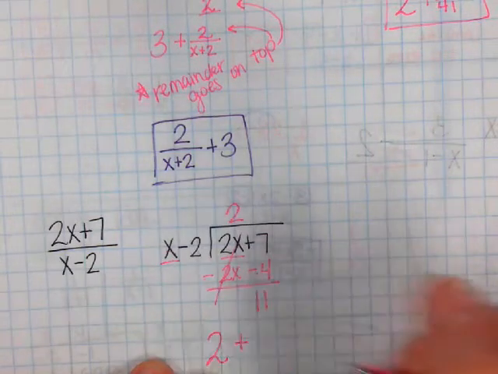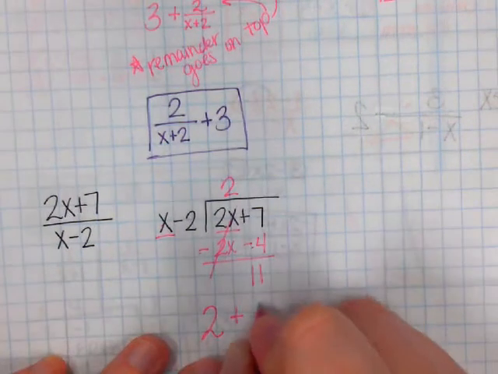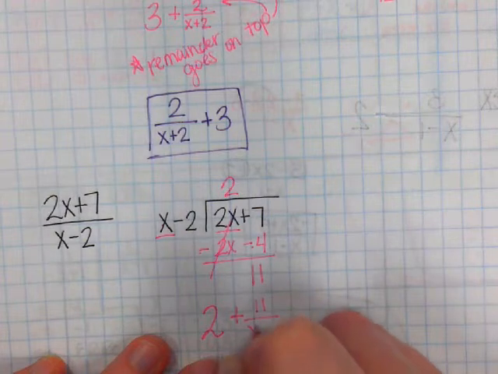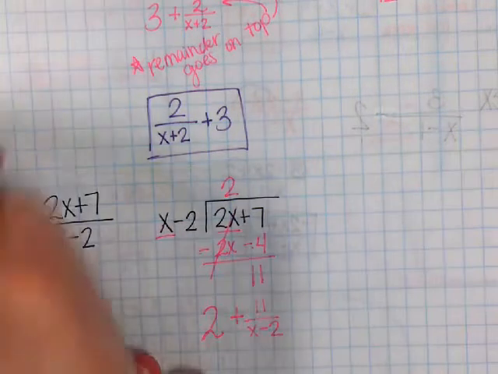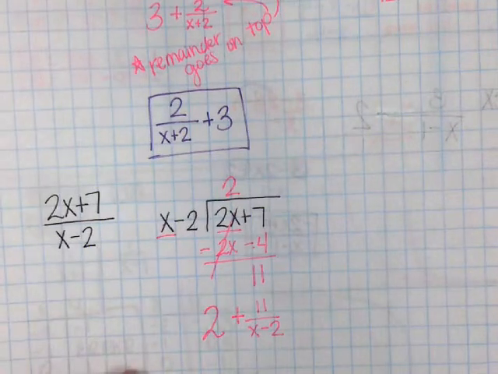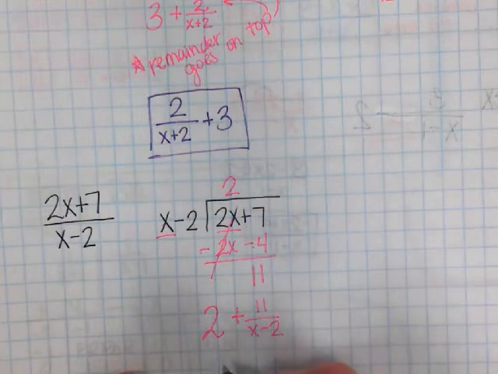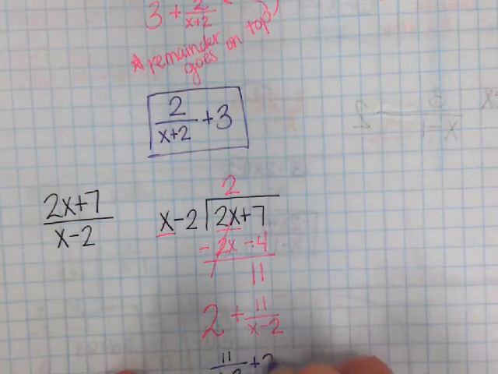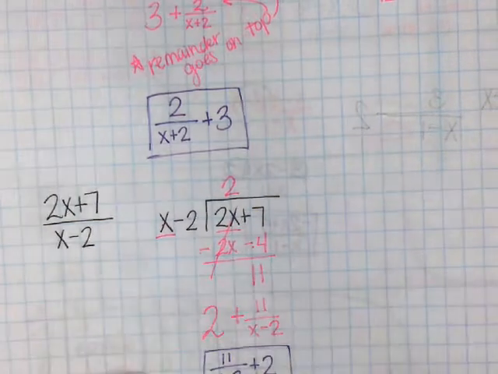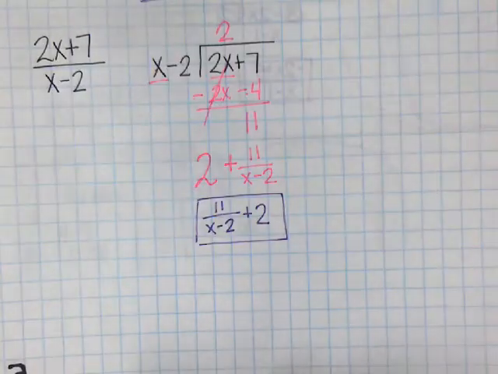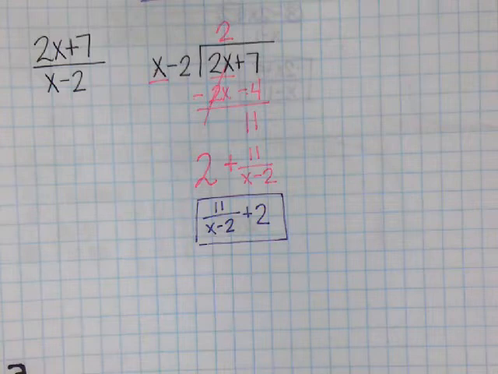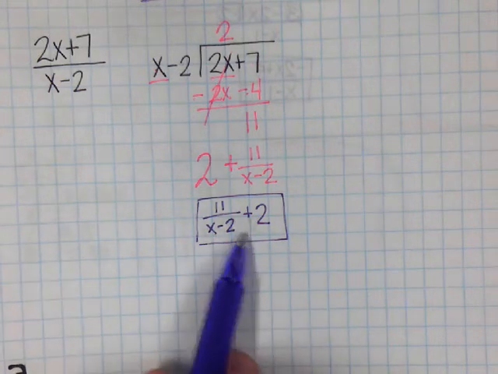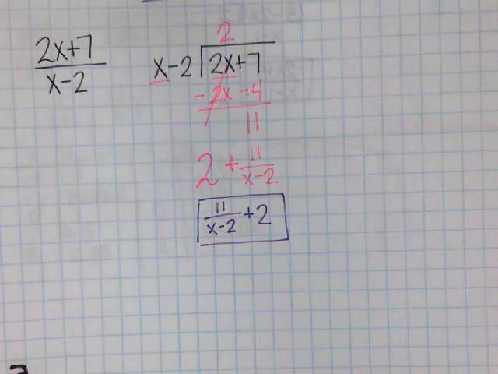So 2 plus 11 is our remainder, so that's what goes on top, over x minus 2. The only thing you have to do here is rewrite it so the plus 2 is at the end: 11 over x minus 2 plus 2. So that is transformation, or from quotient to transformation form.